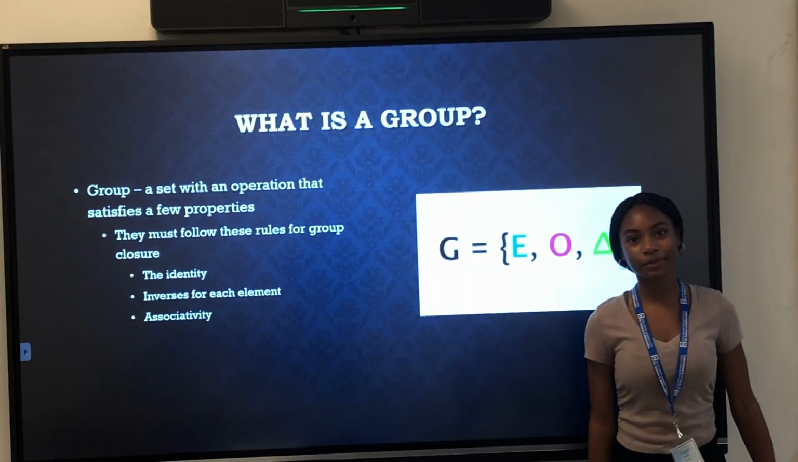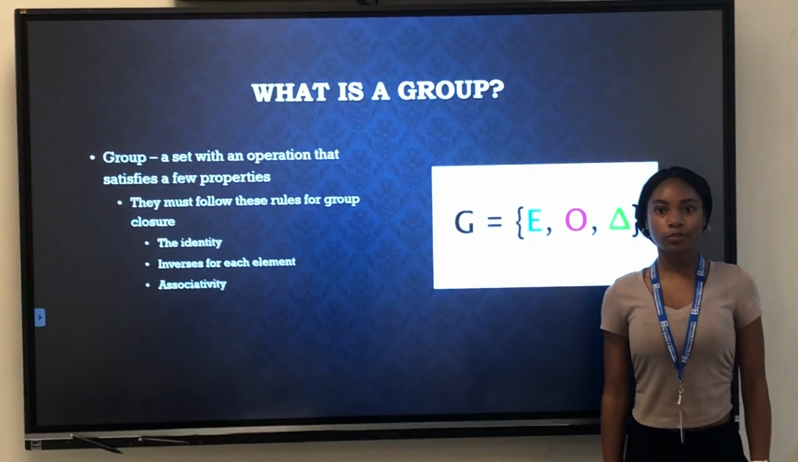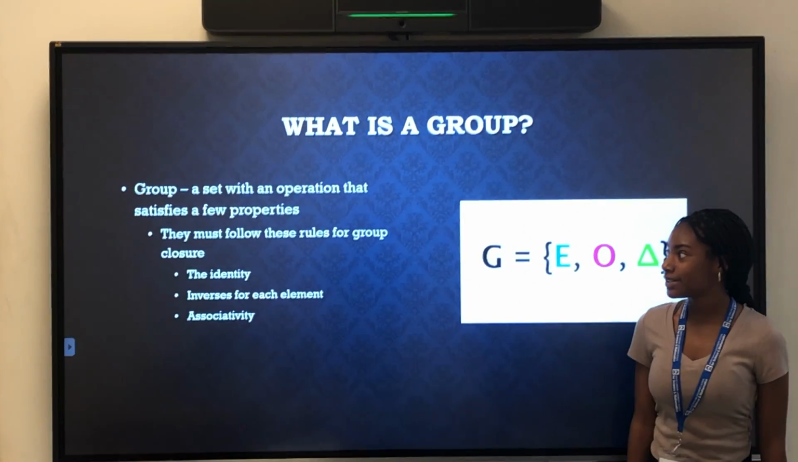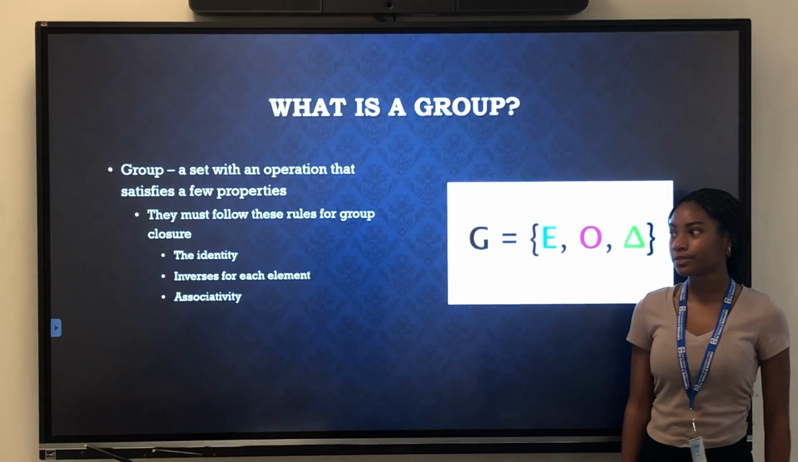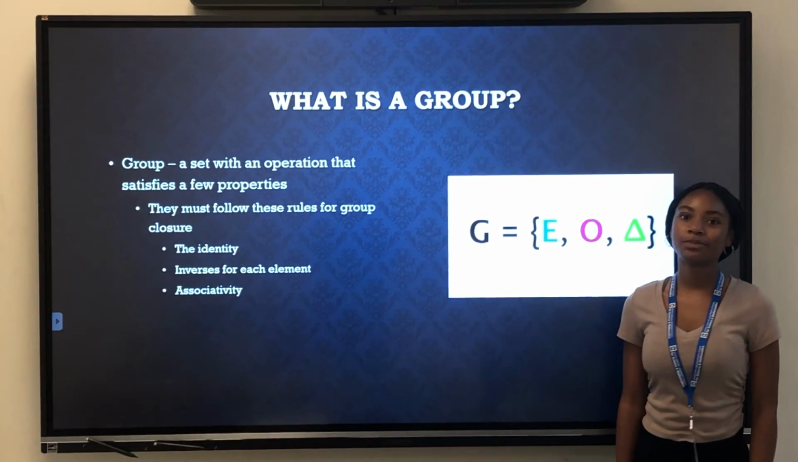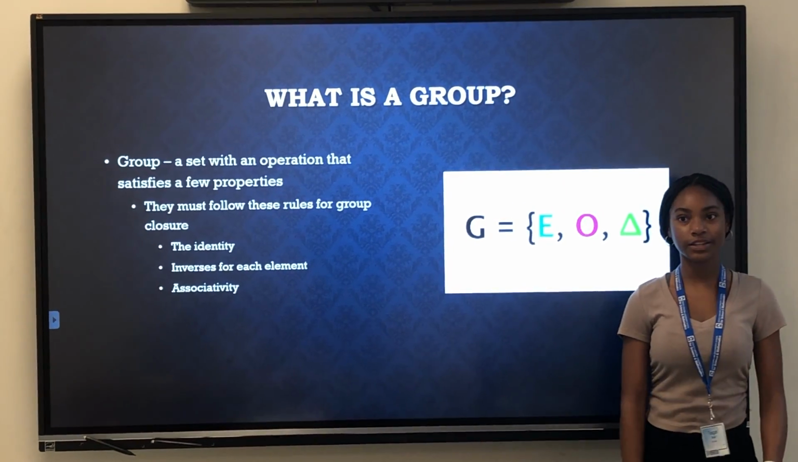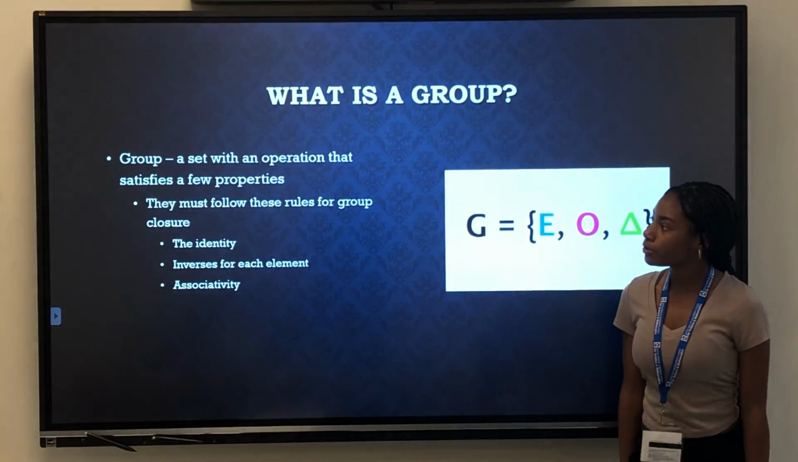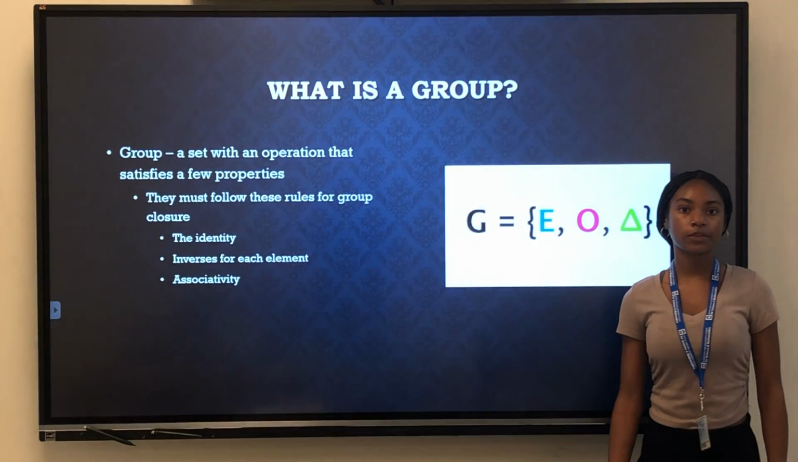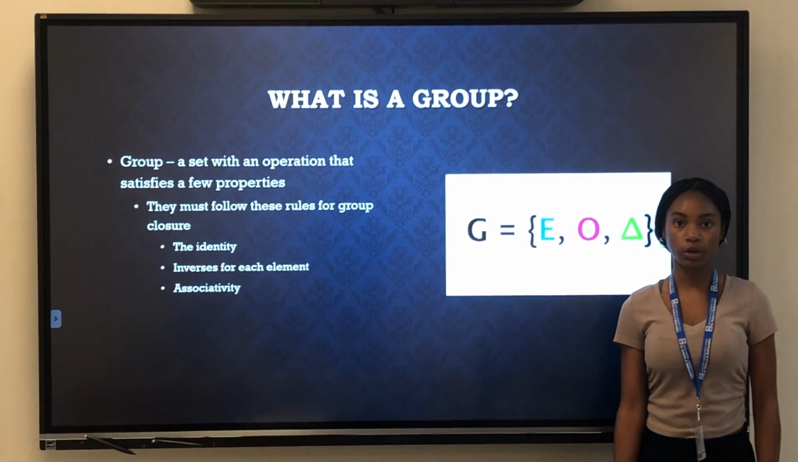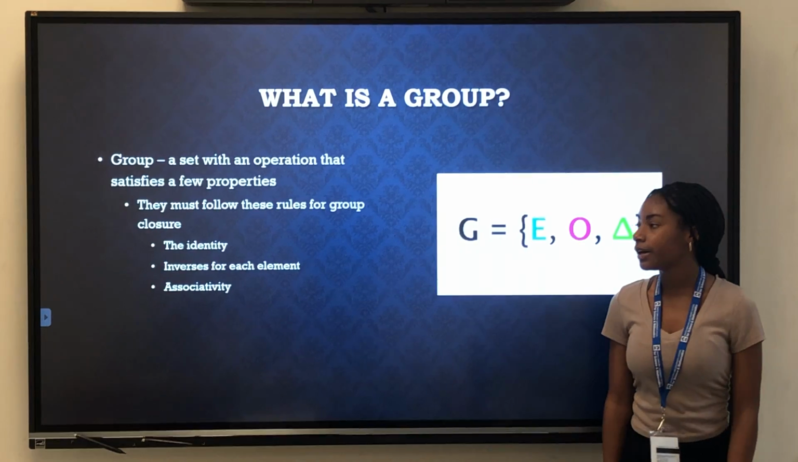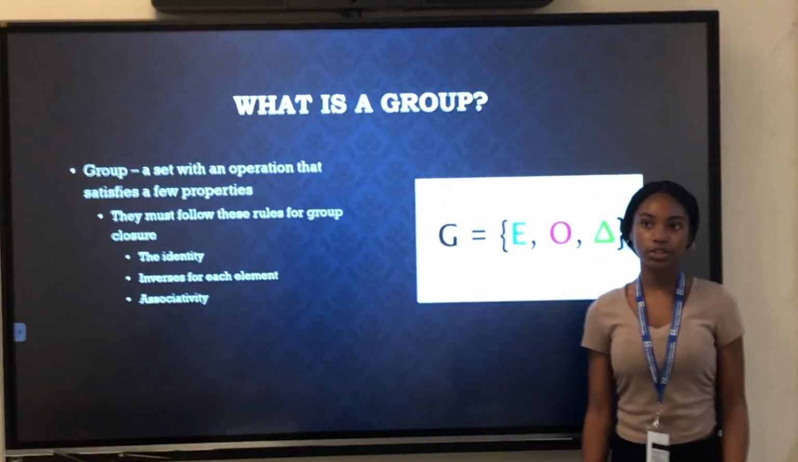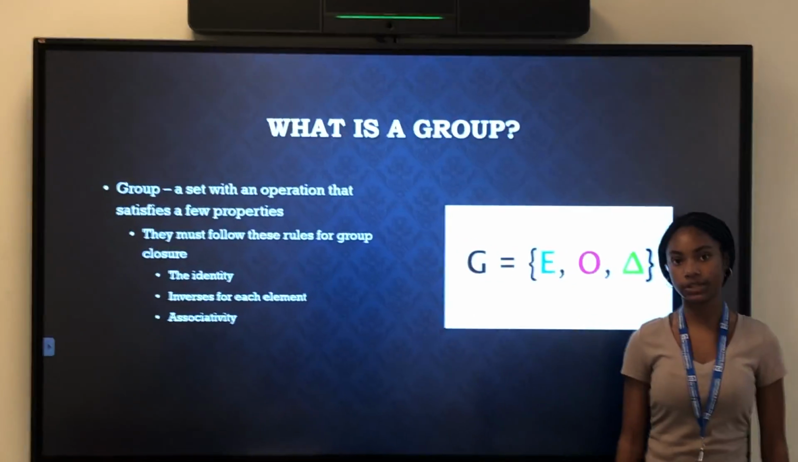My name is Tegan, and I'm going to be talking about groups. A group is a set with an operation that satisfies a few properties. They must follow these rules to have closure. The first rule is identity, which means when you multiply a number by the identity, you get the same number back. So 2 times 1 would be 2. The second rule is there must be an inverse for each number. So the inverse of -1 would be 1. And then finally, you're able to use the associative property, which just means that you can switch the order of your operation and still get the same answer when you multiply.